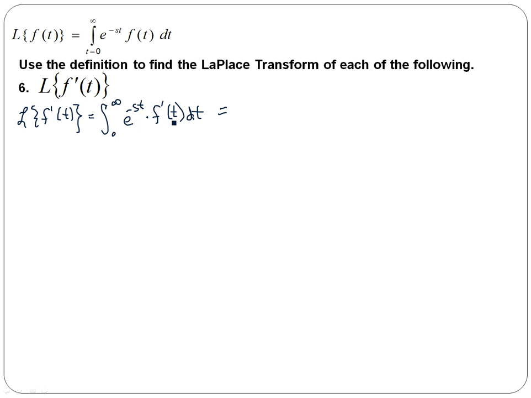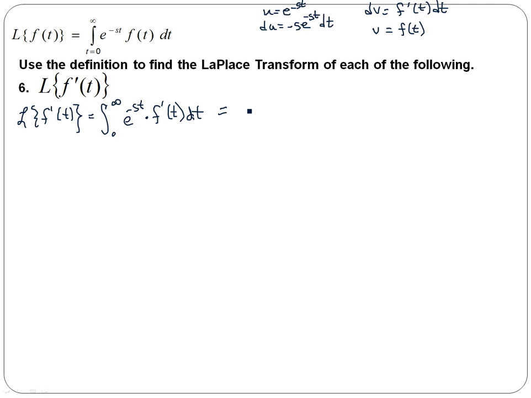And here we want to apply integration by parts. If I let u equal e to the negative st, then du is, I'll have to bring down the negative s, e to the negative st dt, and dv will be f prime t dt. So when I integrate, that'll get me back to my original function, f of t.